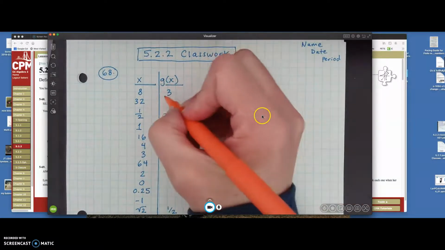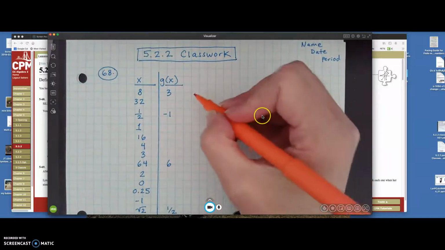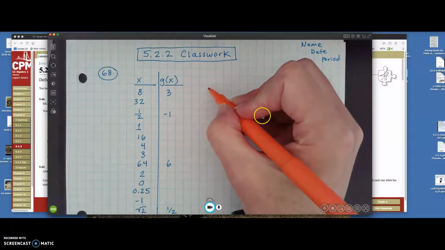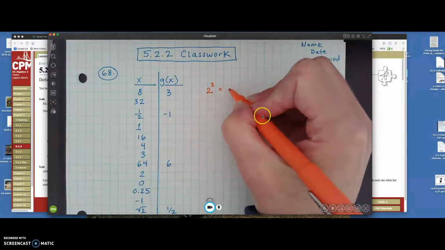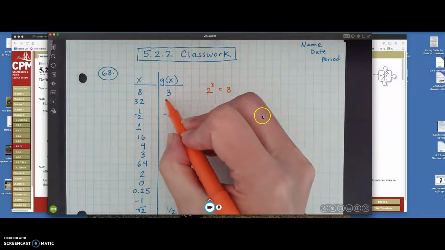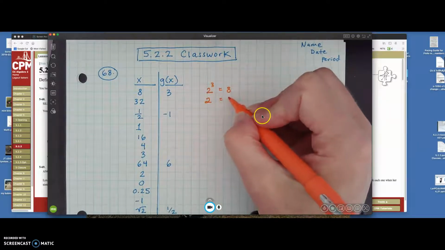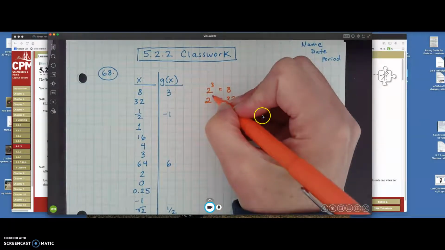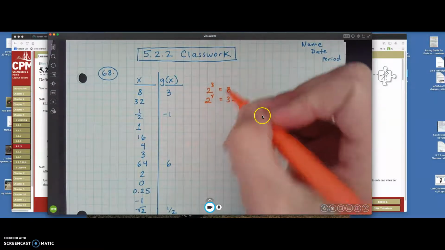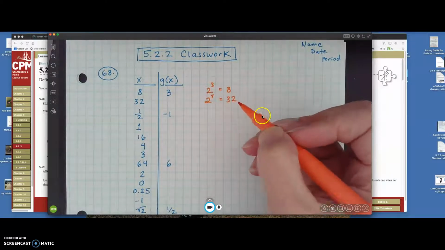Okay, so I have an orange pen here, and what I'd like you to do is show some work. So on the side, right here, I'm just going to go 2 to the 3rd power equals 8. And then here I have to go 2 to the what power equals 32. So that's sort of what we're trying to figure out. This part is your g of x. I think I'm just going to call it y. It's a little easier to write it. So 2 to the what power equals 32.